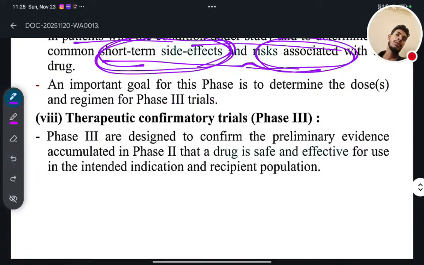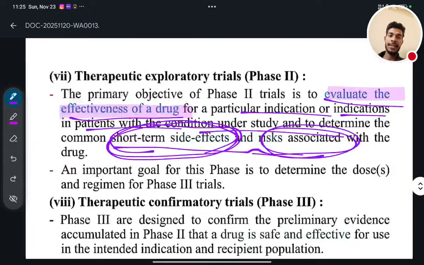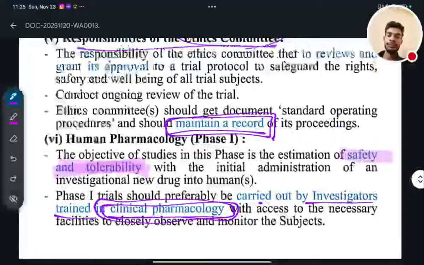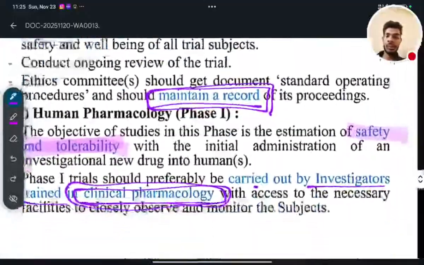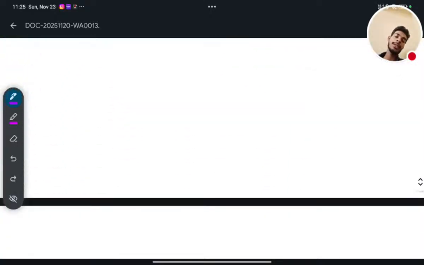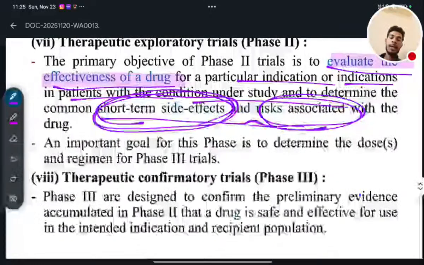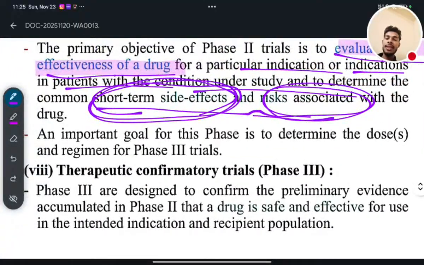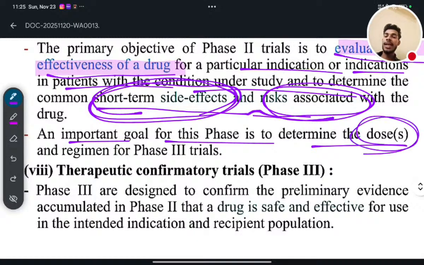So already we know the side effect, we know the efficacy or effectiveness, and also the safety and tolerability. If we know the tolerability quantity or tolerability value, then we can easily determine the dose. So that's why an important goal for phase 2 is to determine the dose and regimen for phase 3.